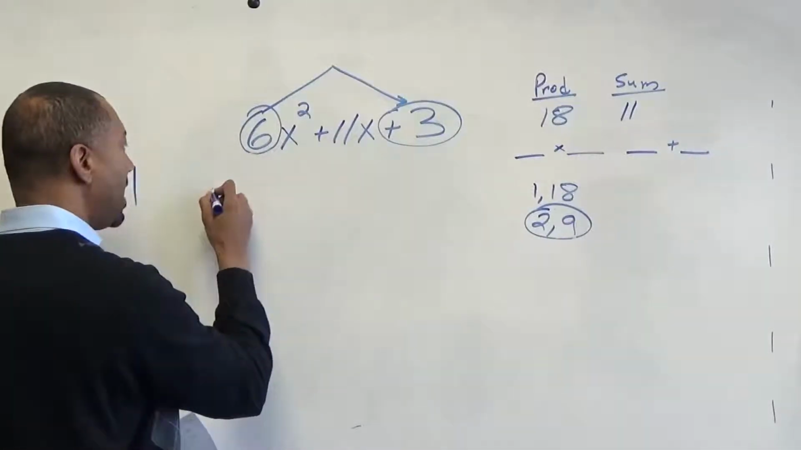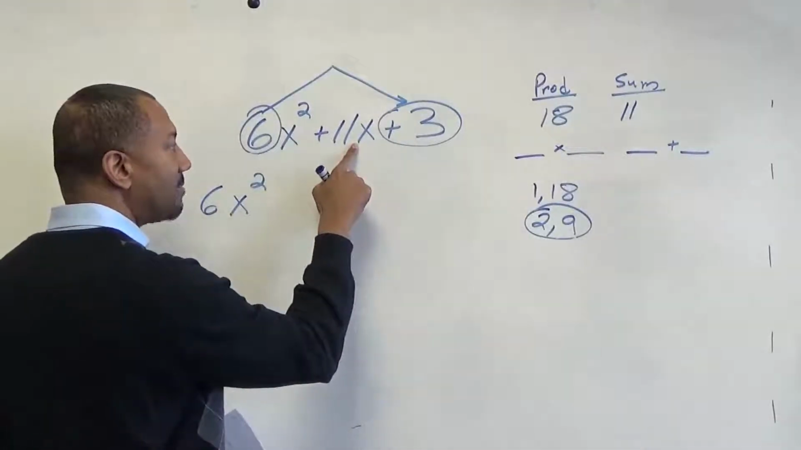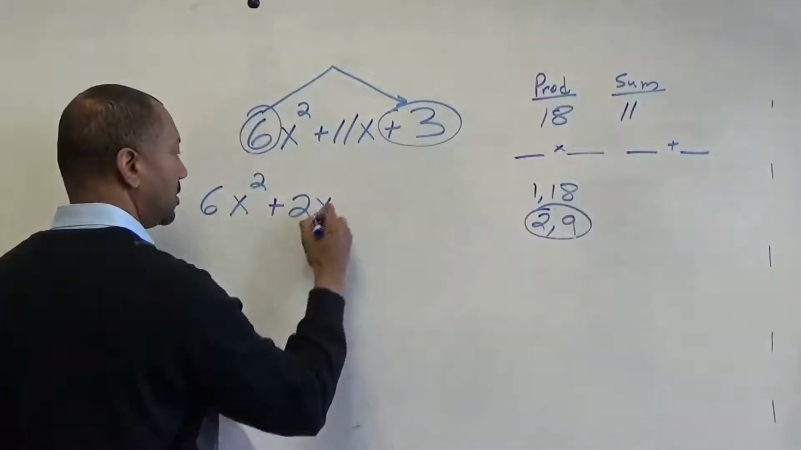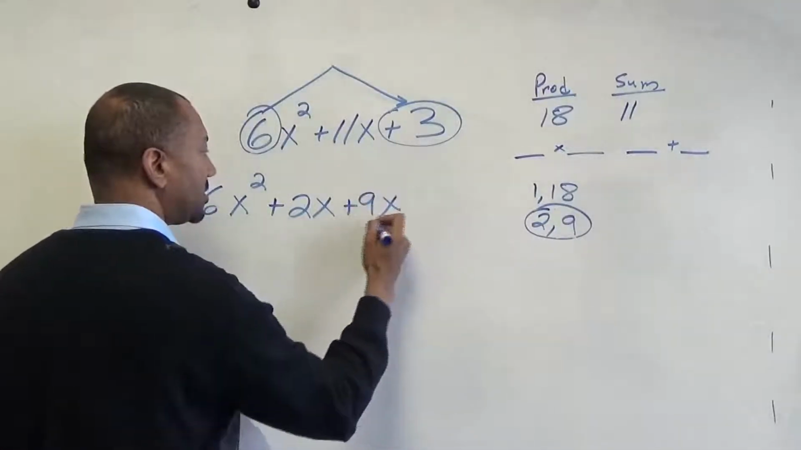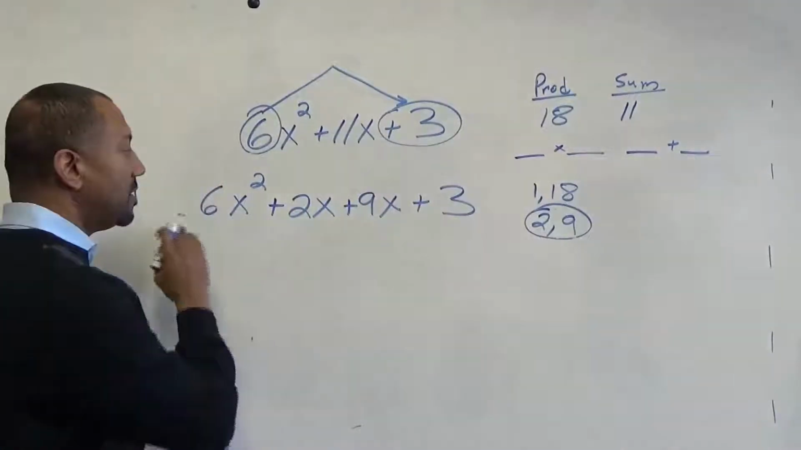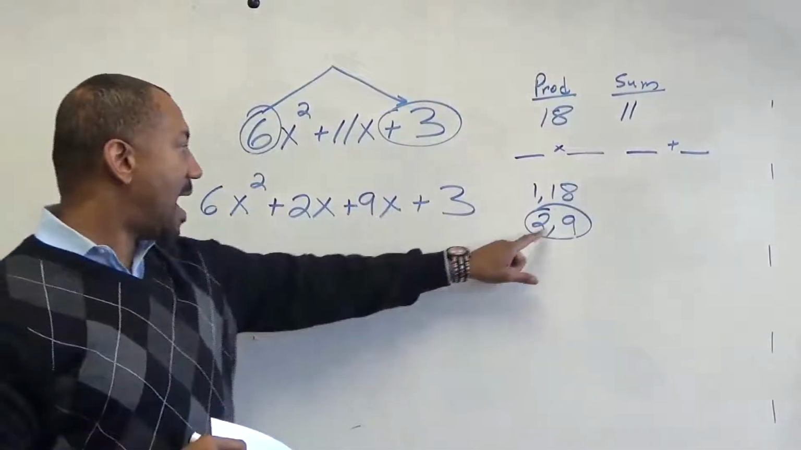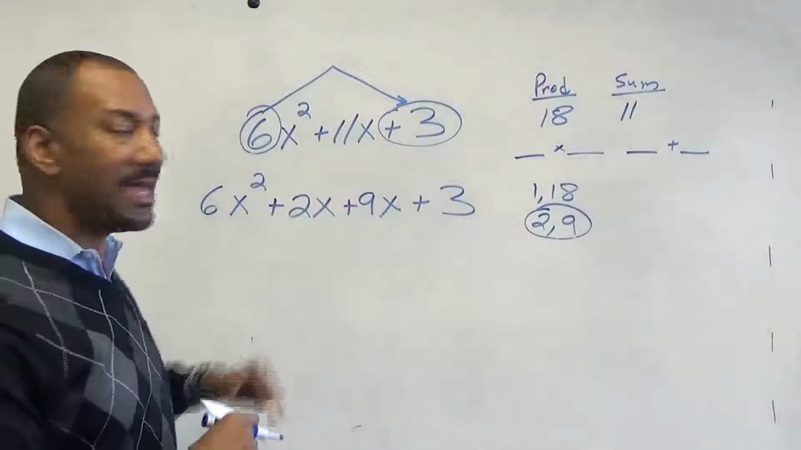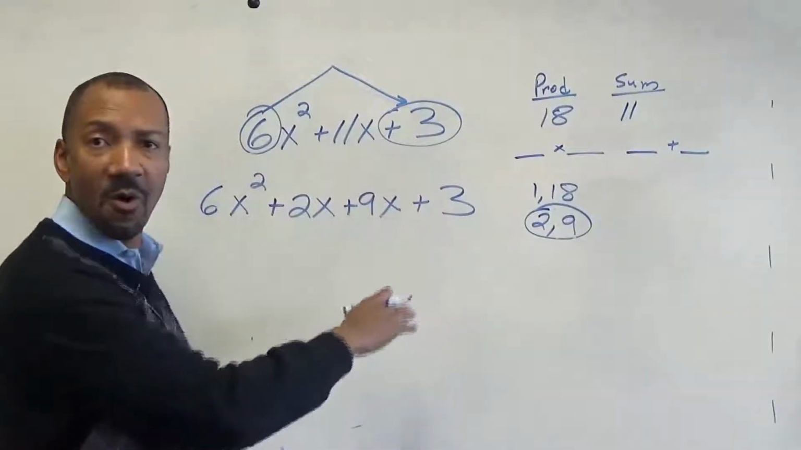Watch. This remains 6x squared. But instead of 11x, I'm going to write positive 2x. And this is a positive 9, so I'll put plus 9x. And the positive 3 does not change. So this is what I'm going to factor. Take a look at what I've done. I've used these two numbers to break up this middle term, and now instead of 3 terms, I've got 4.